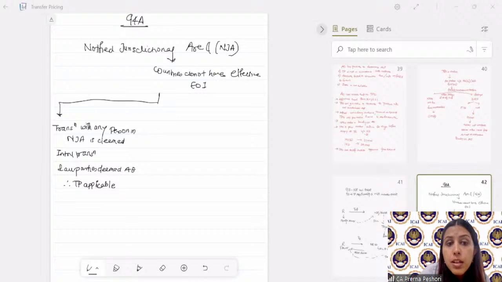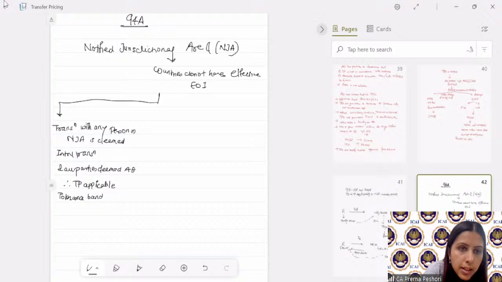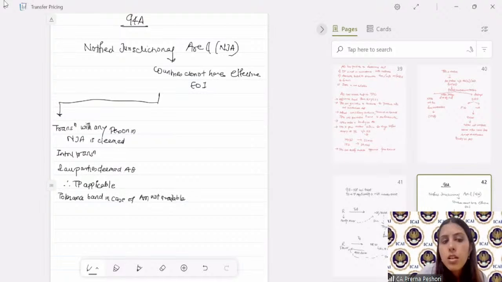What was the tolerance band? If the variation between the arm's length price and the transfer price does not exceed 3% of the transfer price, or 1% in case of wholesaler, then the transfer price will be accepted. This was for the arithmetic mean, so this will not be available here. That is called the tolerance band. Tolerance band in case of arithmetic mean is not available. Is that clear?